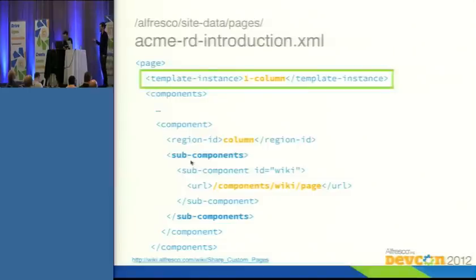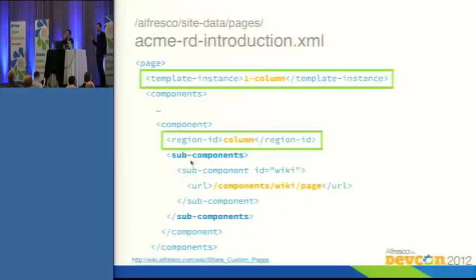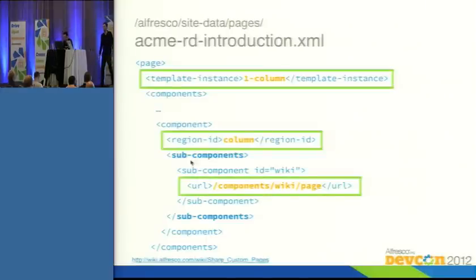available in Share. That template also has a region, and regions are areas on a page into which you can bind components. So the one column template has a region called column. Into that region, what we want to do is add in the wiki component. We do that by specifying the URL to the wiki component. You would also need to add in the title component and the navigation component on this page to get it fully working, but that doesn't fit this screen, unfortunately.